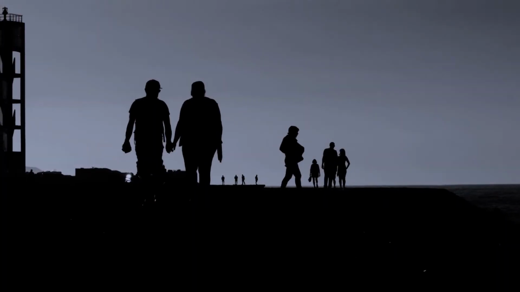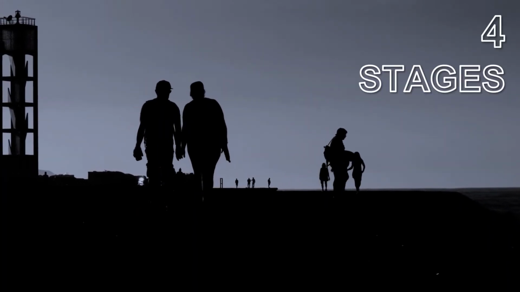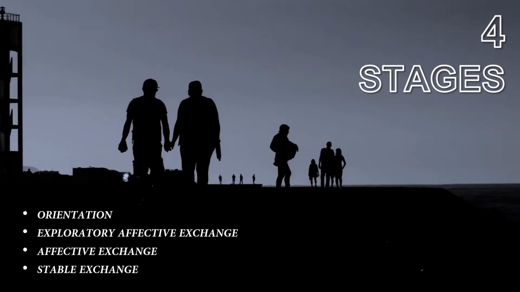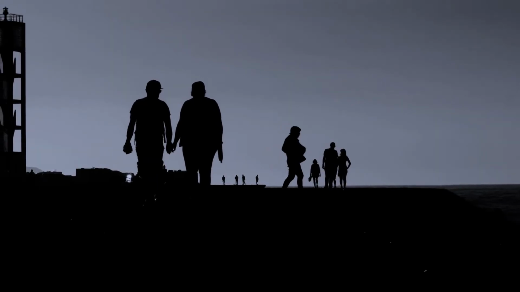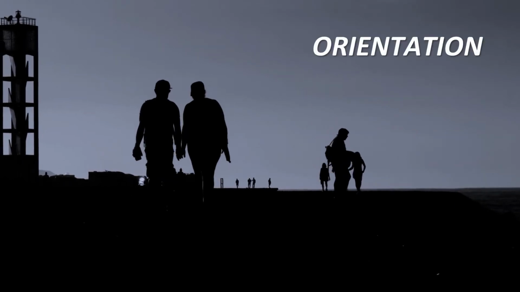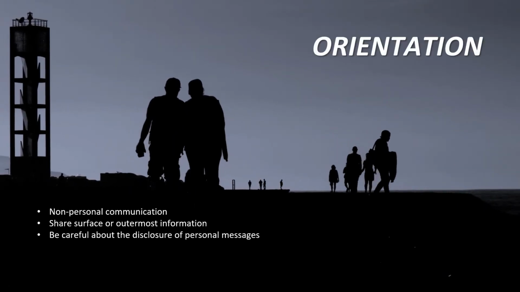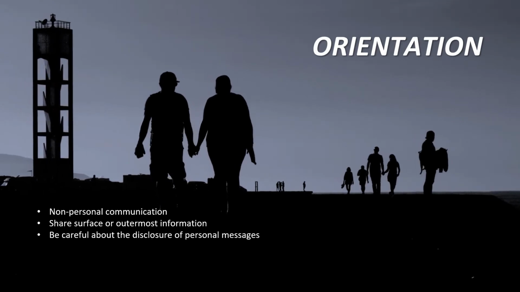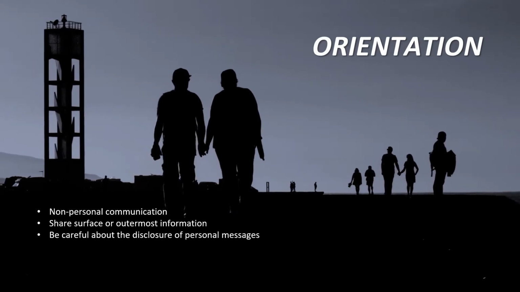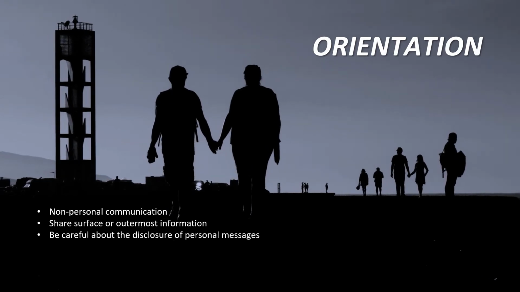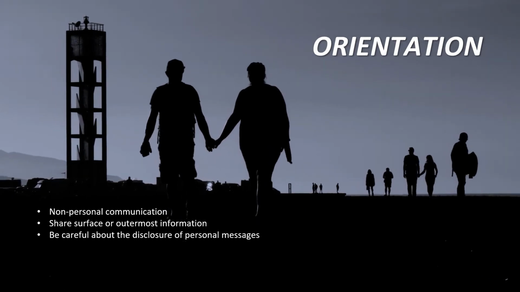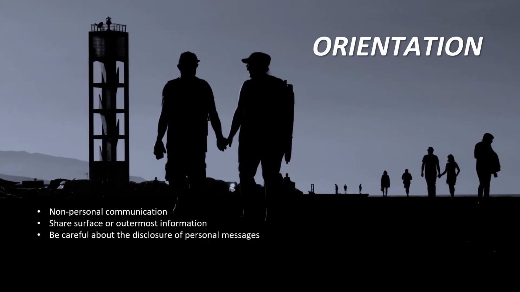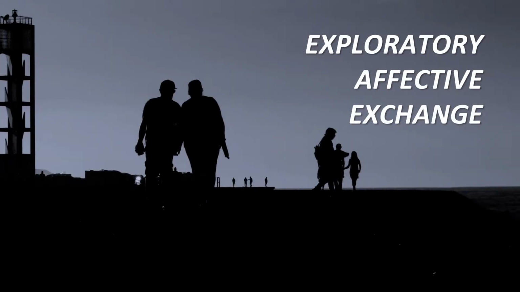There are four stages of relationship development, namely orientation, exploratory affective exchange, affective exchange, and stable exchange. Firstly, it is the orientation phase. The orientation phase is considered non-personal communication because only very public information is disclosed during the communication process. This is the phase when we only share surface or outermost information about ourselves with people. At this initial stage, people should be careful about the disclosure of personal messages.